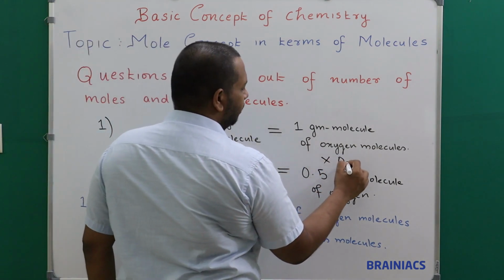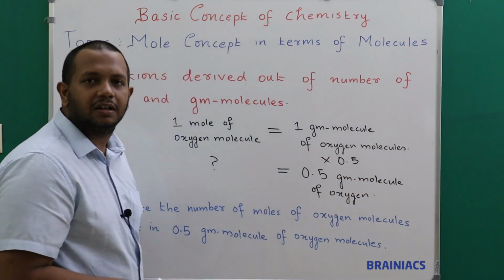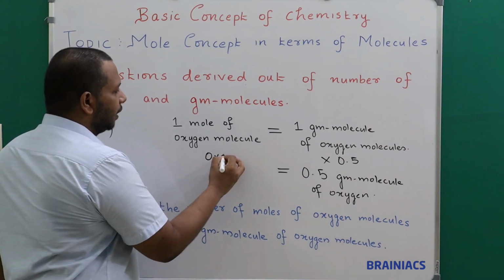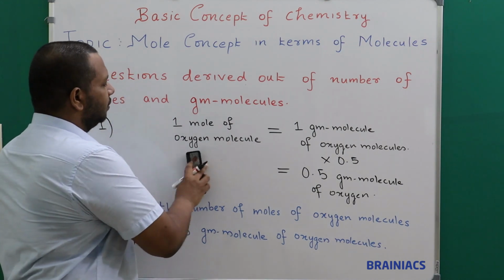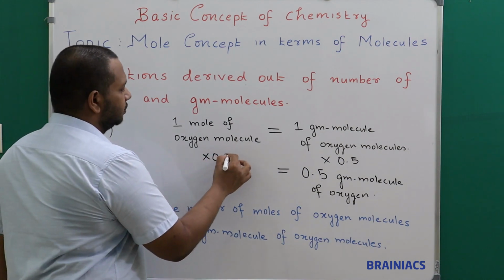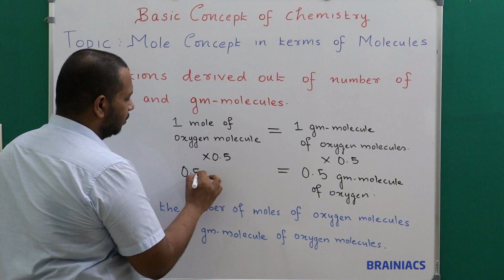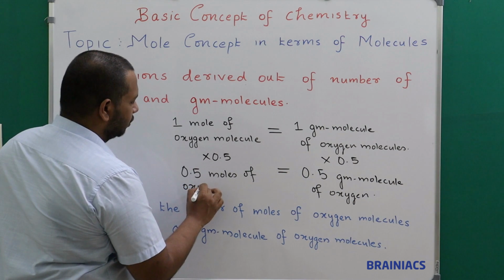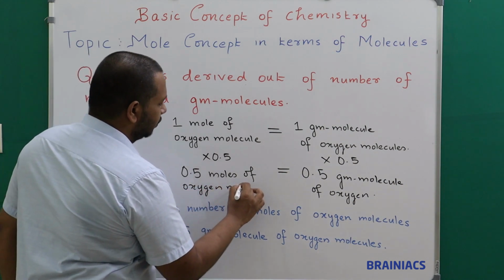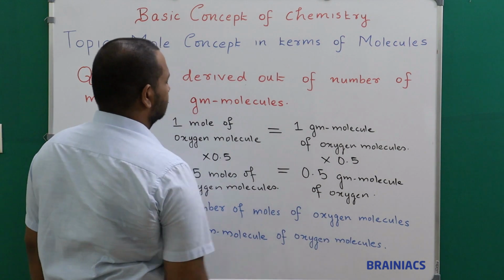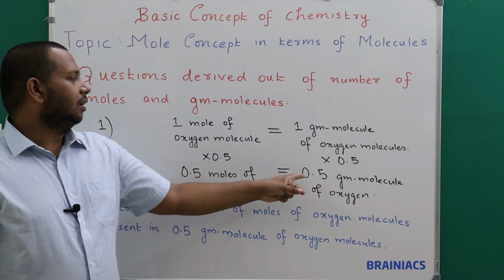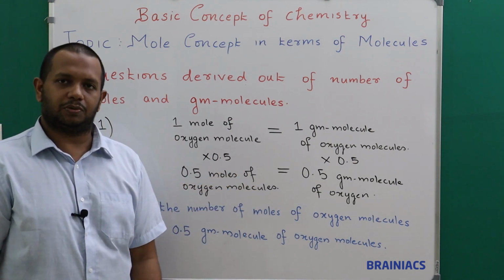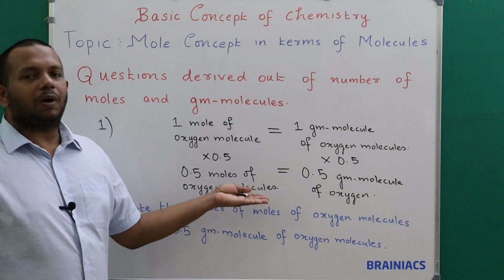So tell me how to convert 1 to 0.5. You need to multiply by 0.5. When you do it on the right hand side, the same thing you can do on the LHS also. Multiply by 0.5, so that it will become 0.5 moles of oxygen molecules. Correct. So what is my answer? 0.5 gram molecules of oxygen will have 0.5 moles of oxygen molecules. Very easy. Understood.